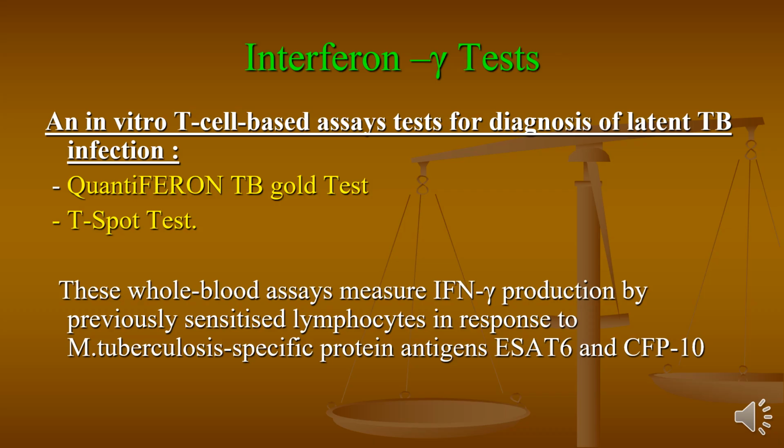So next is the interferon gamma test. This is an in vitro T cell based assay test used to diagnose latent tuberculosis infection. It is also called as QuantiFERON TB Gold test or T-SPOT test. So this whole blood assay measures interferon gamma production by previously sensitized lymphocytes in response to Mycobacterium tuberculosis specific protein antigens like ESAT6 and CFP10.